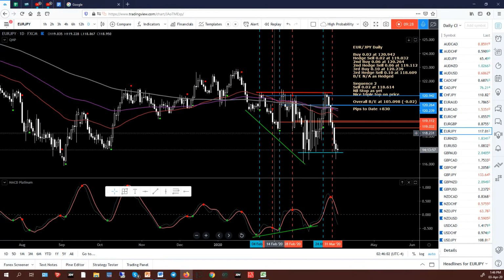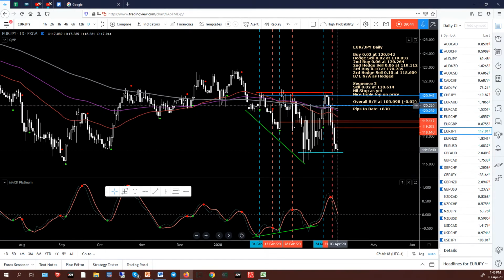Euro yen, ugly, ugly, ugly chart. Coronavirus just stuffed up everything with regards to any yen pairs. So you can read the notes there. I'm basically starting a sequence back here. I'm still in that same sequence. Came close to my overall break even.